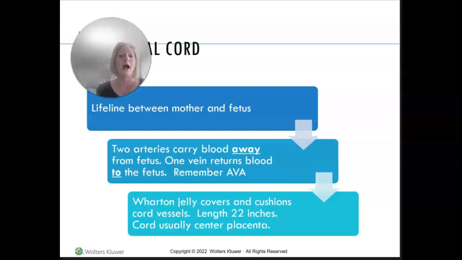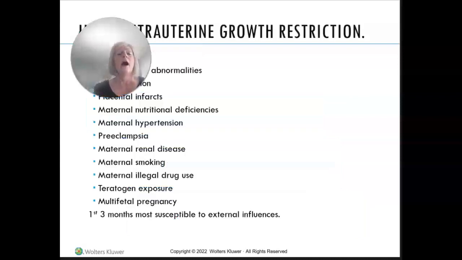Wharton jelly is what covers and cushions that umbilical cord. And when you see the umbilical cord, it's wrapped really tight, and it has your 2 arteries and 1 vein wrapped real tight into it. It's usually about 22 inches. And then the cord usually goes into the center of the placenta. That can also be a problem if the cord is not in the center, or we have a placenta previa, which we'll get to. So all of those are important.